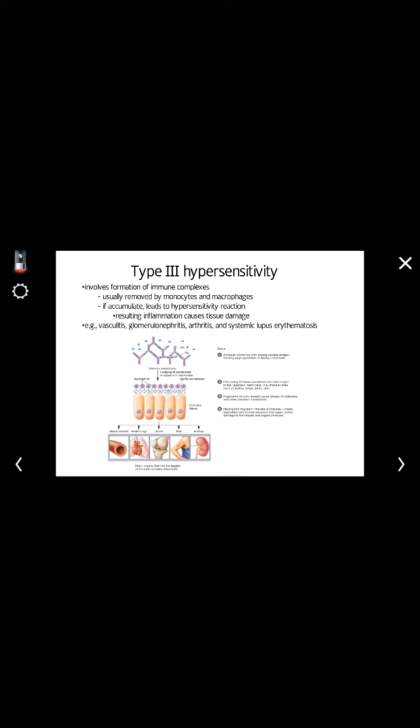So type 3, you get formation of immune complexes, usually removed by monocytes and macrophages. If they accumulate, it leads to a hypersensitivity reaction. The resulting inflammation causes tissue damage. So you have tissue damage in type 3 because of a lot of antigen-antibody complexes forming from soluble antigens.